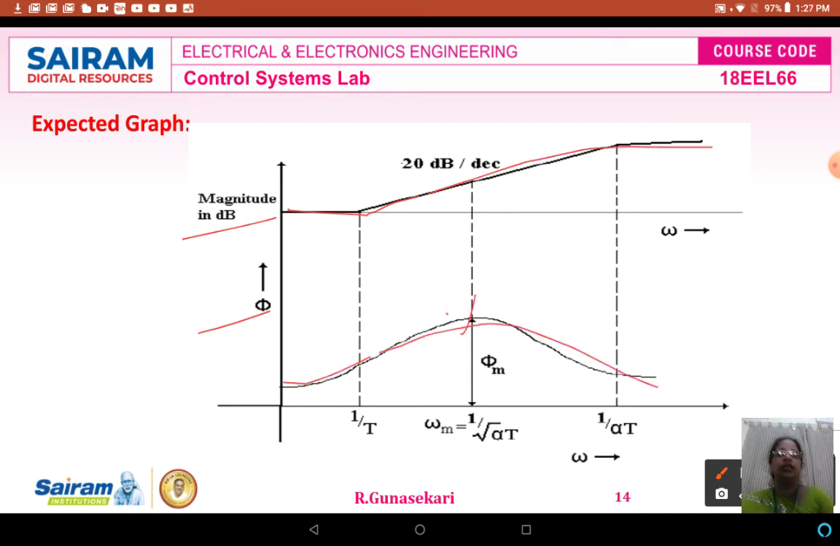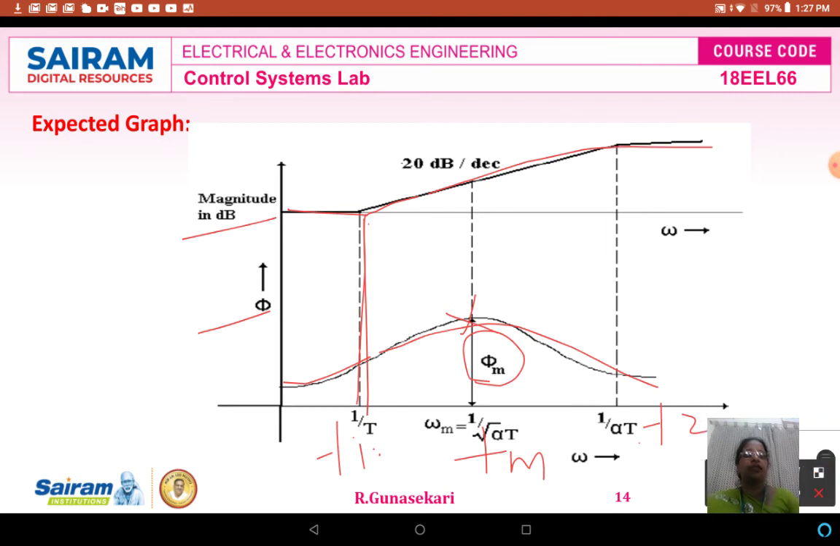This is the maximum angle phi m. At that time, omega m is equal to 1 divided by root alpha T, as we already know. So in this case, this is the corner frequency 1 by T, and another corner frequency 1 divided by alpha T. This is f1, this is f2, this is the maximum frequency fm. This is the expected graph.